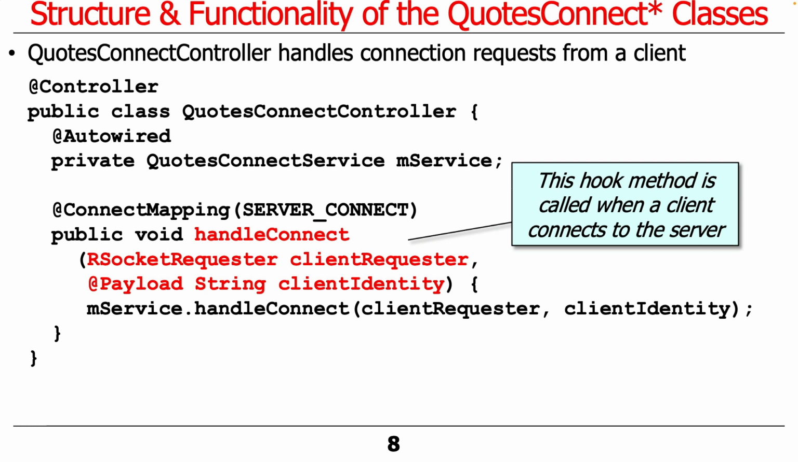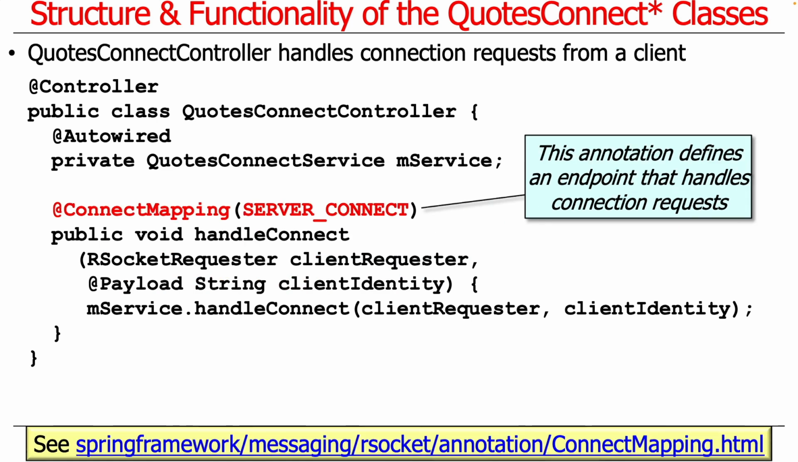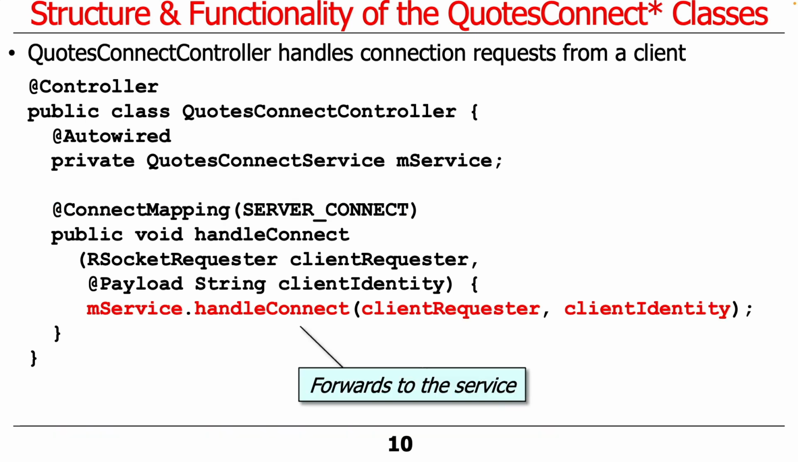We'll talk more about that later when we see how this is done. And you can see it passes over the identity of the client requester, so the server can talk back to it, as well as the identity of the client. We get this thing wired up so it'll be able to handle connection events by using the connect mapping annotation with the server connect path. So that basically says, hey, if somebody sends a connection request, which occurs implicitly, to the server connect path, then send it here, please, route it here. And then it forwards to the service that actually does the interesting stuff.